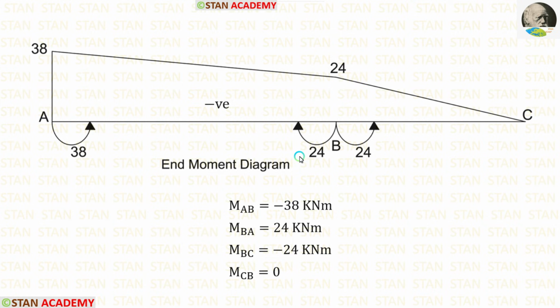Even though we are having two moments in the point B, we have to make only one point because both of the arrows are indicating upwards. If the end moment diagram comes below this line, that will be positive. If it comes above the line, that will be negative. Right now, all of the values are coming above the line. That is why it is negative.